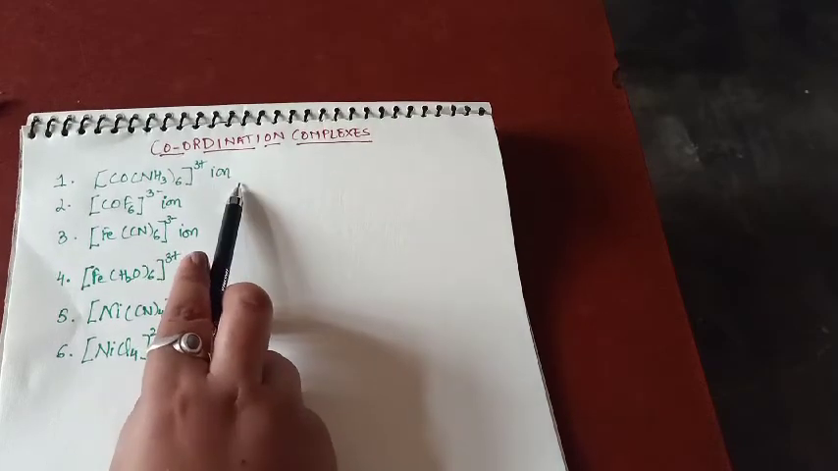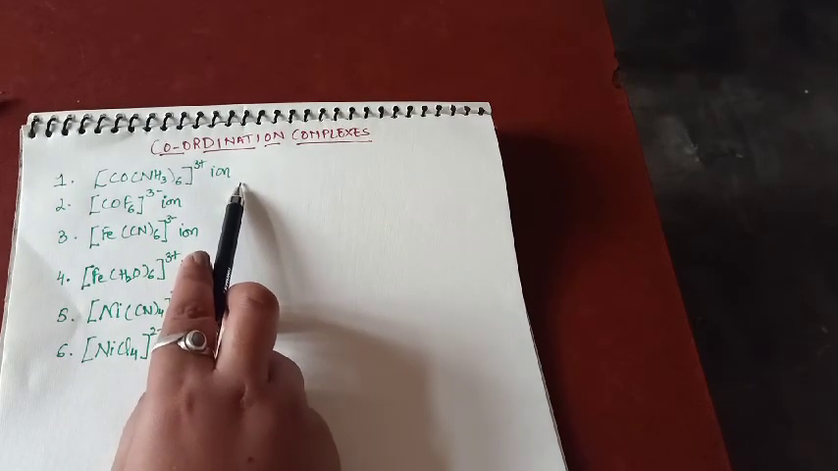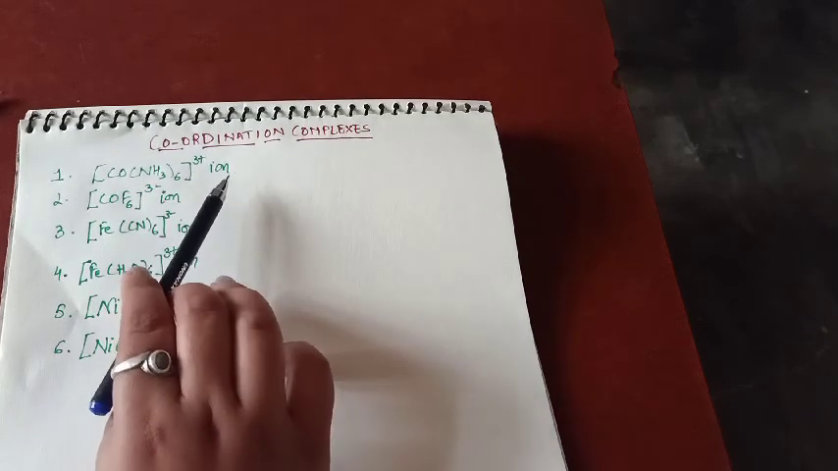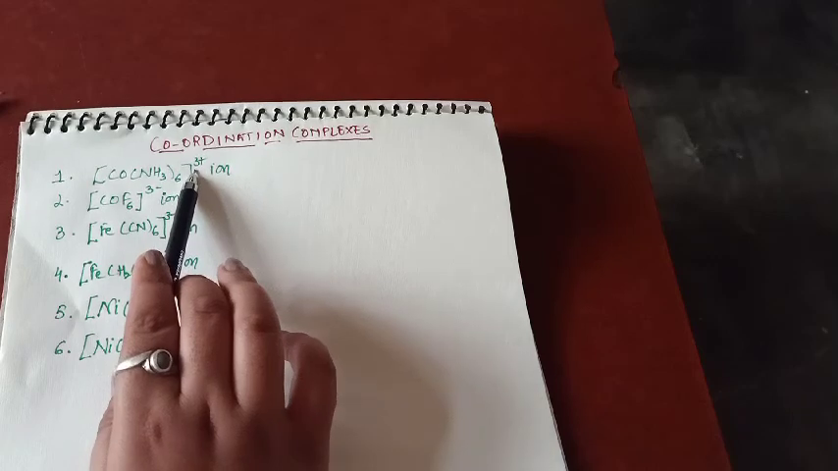Good morning, students. So, today we are going to discuss the examples. Those are based on the theory that is VBT. Okay. So, you can see this is the first example. Okay. Cobalt ammonia 6 3 positive. This is the first example which is given to you. Okay. In the last video, I have given this example, so you can solve this example by yourself.